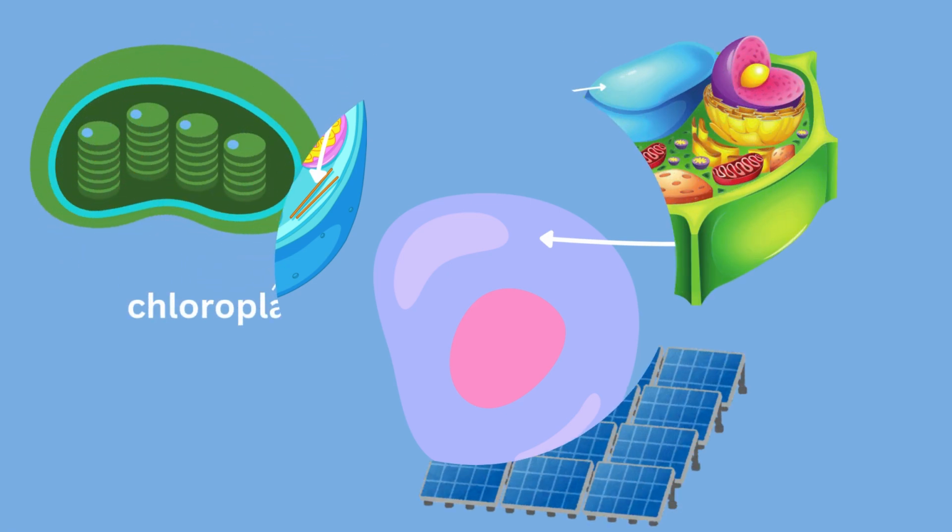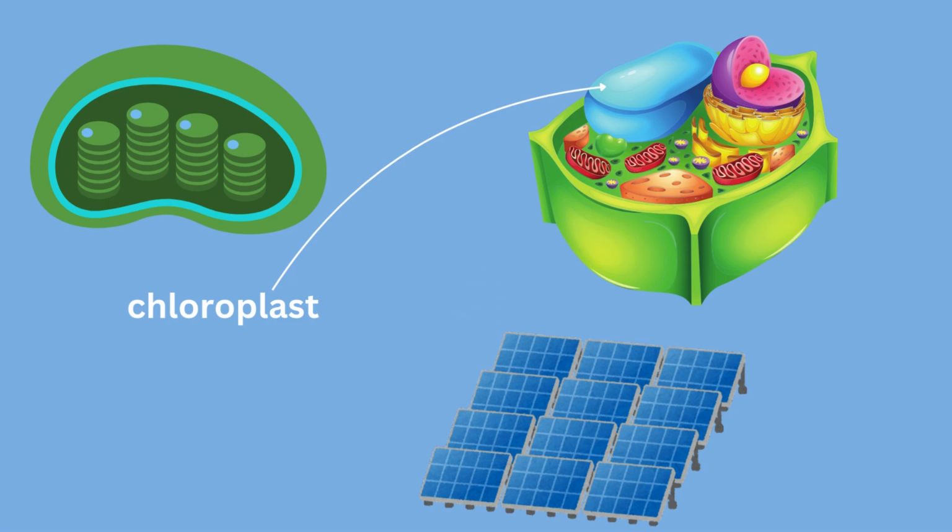Chloroplasts, found in plant cells only. Chloroplasts are the solar panels of the cell, converting sunlight into energy through photosynthesis. They transform carbon dioxide and water into glucose, a source of energy, and produce oxygen as a byproduct. Chloroplasts play a crucial role in sustaining life on Earth.